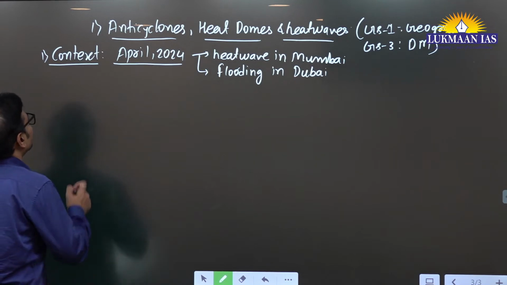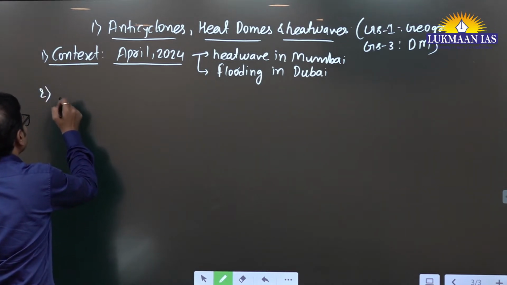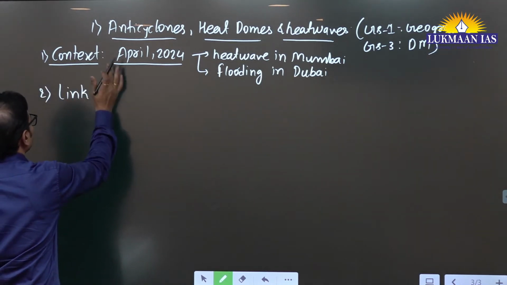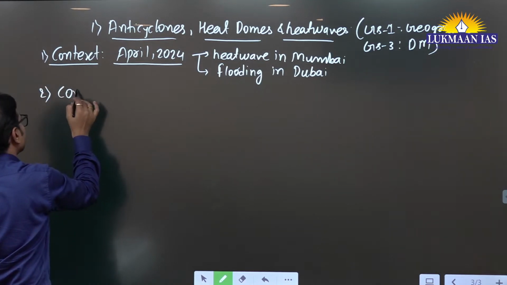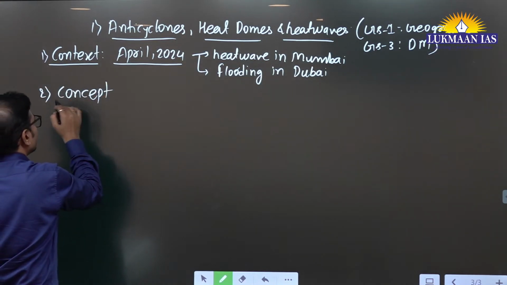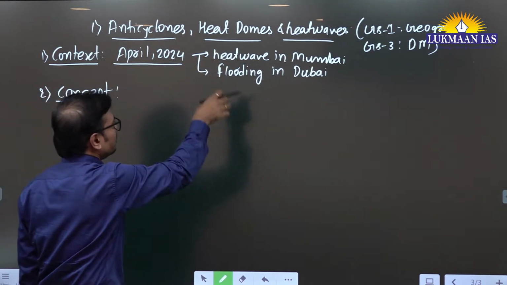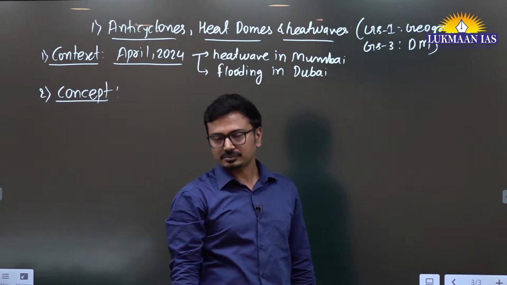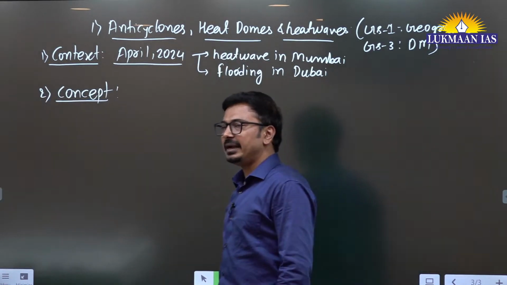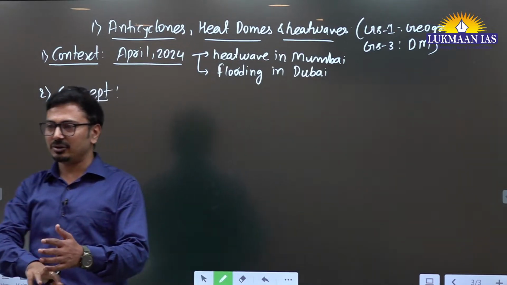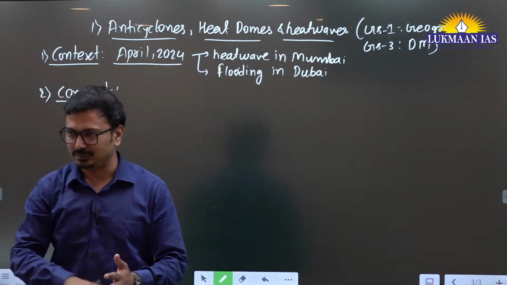Now let's understand the link. But first understand the concepts. It's geography, so let's understand the concepts. Let's understand the meaning of the three terms. What is an anticyclone? The basic part of geography: cyclone and anticyclone.